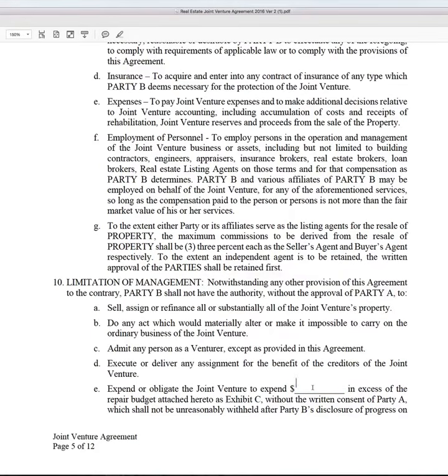So if we state that we don't want you to go beyond the budget, so if the budget for the project is $70,000, then you can't spend more than $8,000 above that budget without Party A's approval. Now, where would this come in?